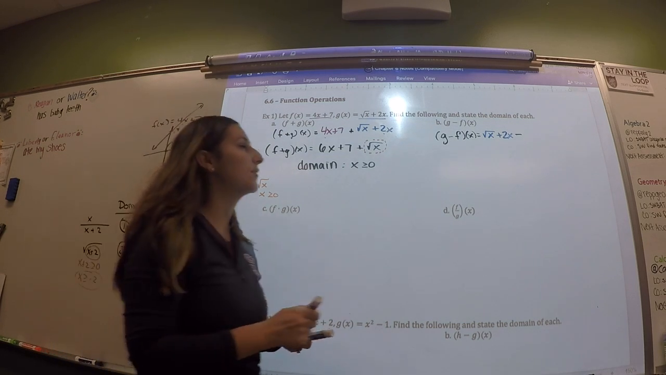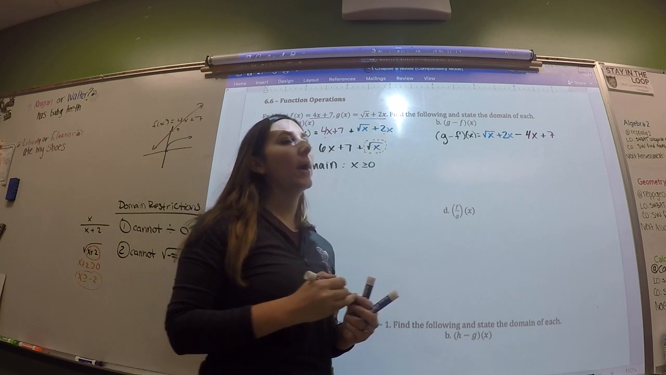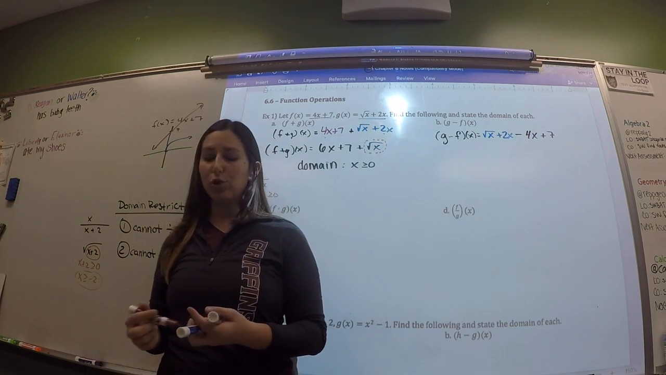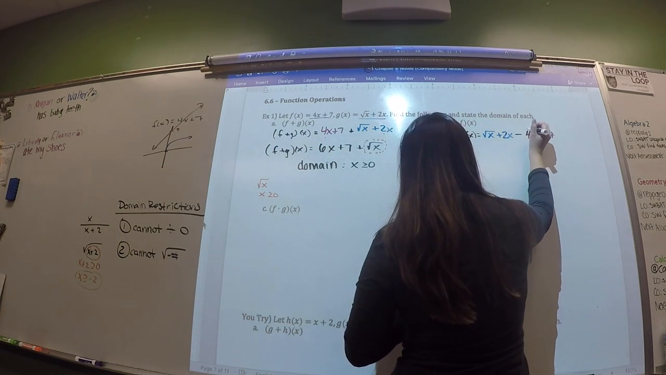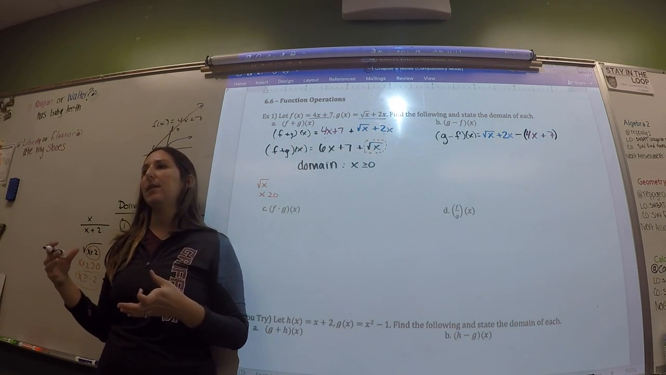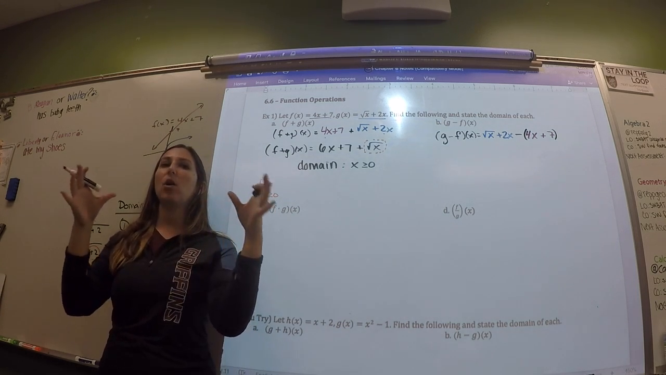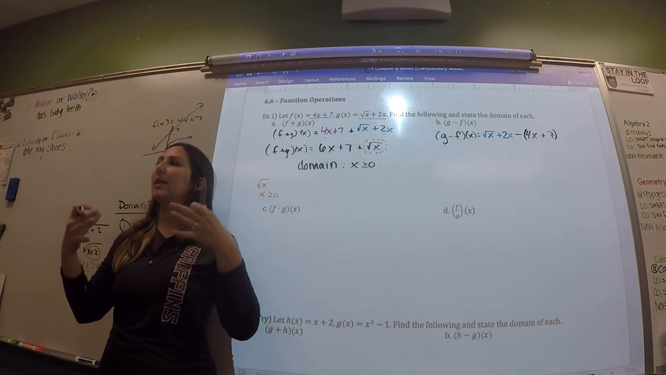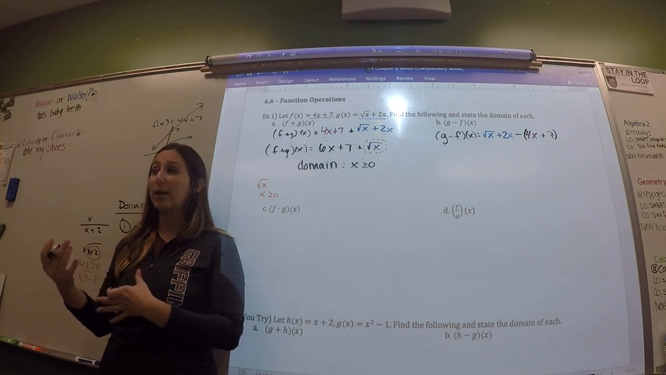Got it. Okay, now f is 4x plus 7. Now, if you write it like this, you're not subtracting f. You're just subtracting the first term of f. So whenever you're subtracting, you want to make sure you put whatever you're subtracting in parentheses. That shows that you're taking all of g and subtracting all of f. If it's not in parentheses, you're just subtracting half of it. You don't want to subtract half of it, you want to subtract all of it.